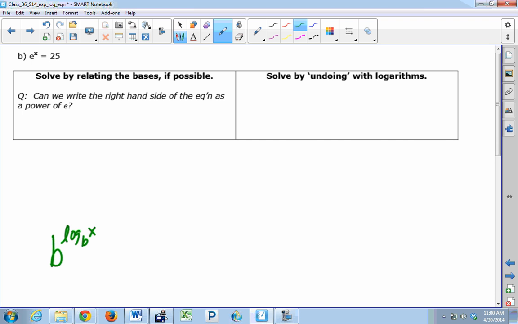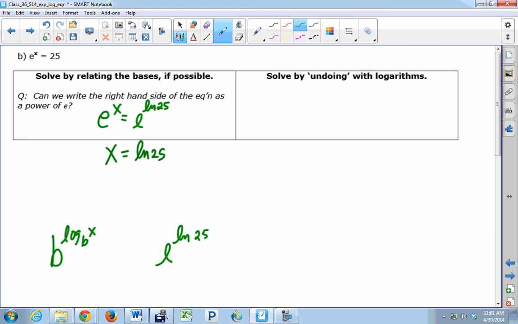This is the thing I didn't show in my first class because I just thought about it in between. I could write 25 as e to the natural log of 25. Because look, this has the same base e, so my answer is 25. So I could write it like this, and I've got my answer. My bases are the same. x equals natural log of 25. But I doubt you're going to think of that off the top of your head.